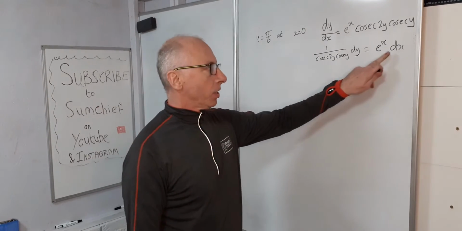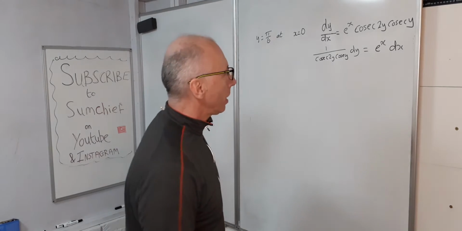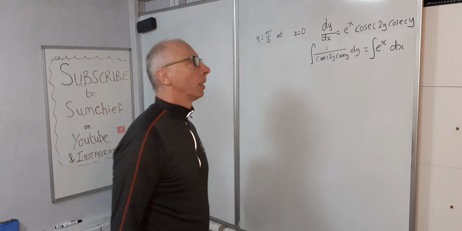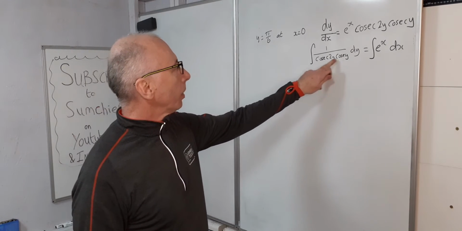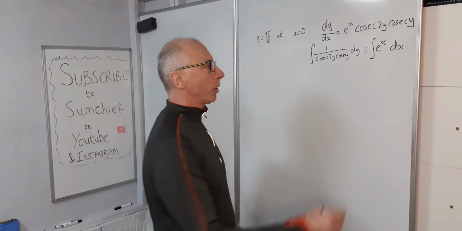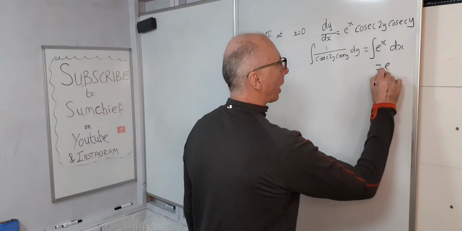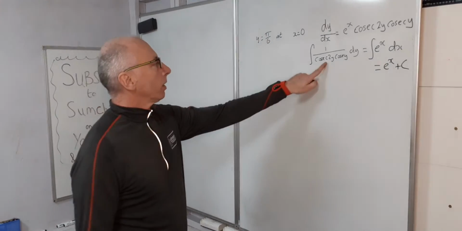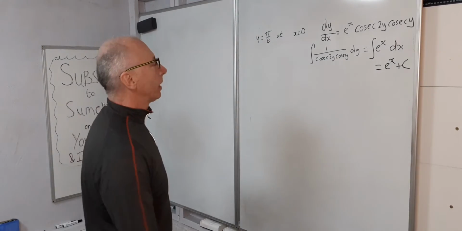Now we need to get rid of these dy's and dx's. The easiest way to do that is to integrate both sides. So we've got this to take care of. That looks a little bit tricky. This one is everyone's favourite integral. We just call that e to the x, and we'll say plus c. Finished.